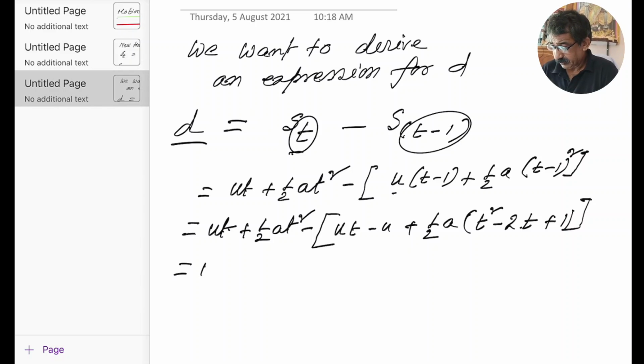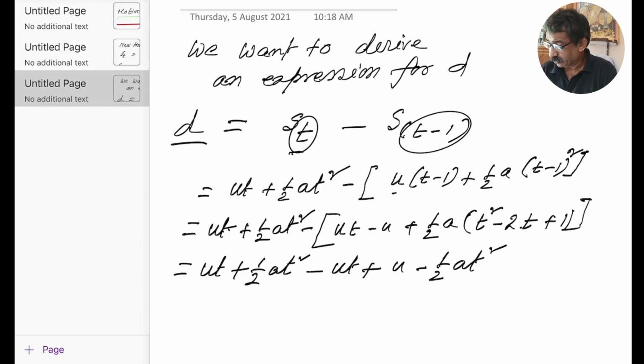That means ut plus half at square minus ut, minus minus plus u, minus half at square, actually minus is here, this is plus, minus half at square, minus minus plus, that means half into 2 is equal to 1, and this is at, only at, and another minus half a.